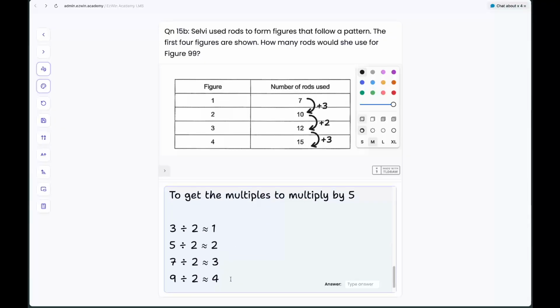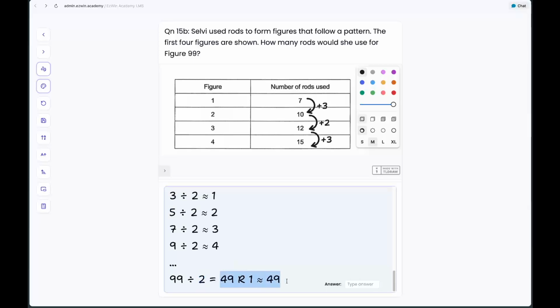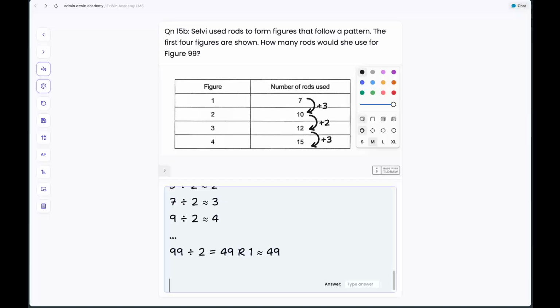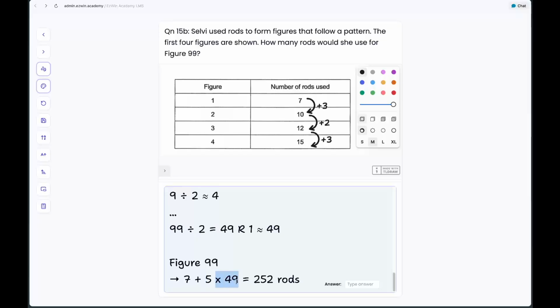Okay, so that means 99 divided by 2 is 49, remainder 1, which is 49. So for figure 99, we will then just have the equation 7 plus 5 times 49, and this will give us 252 rods. Okay, there you go. A little bit of a tough one.